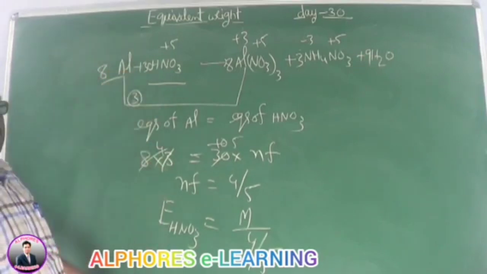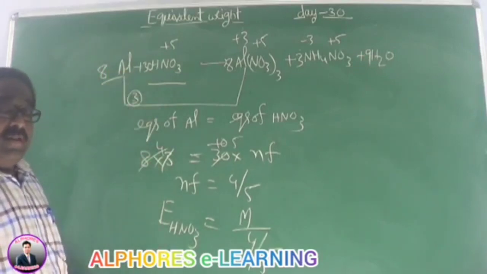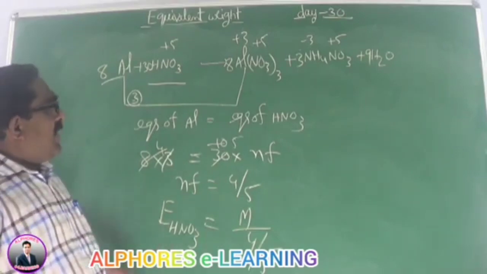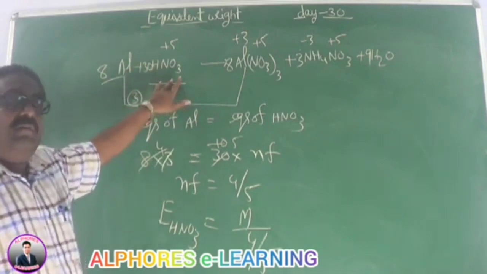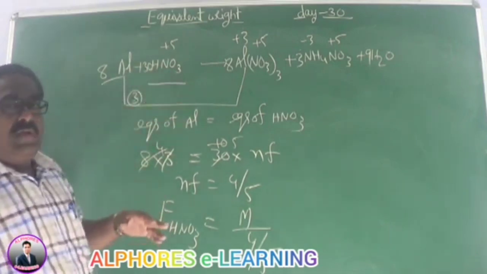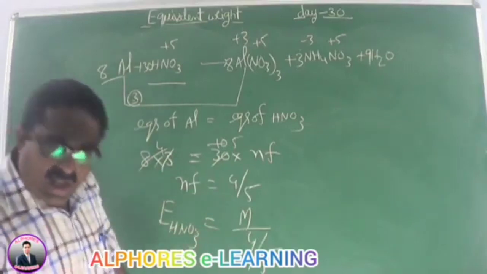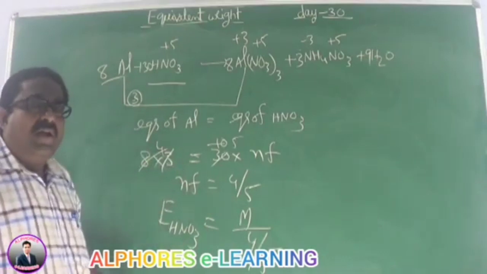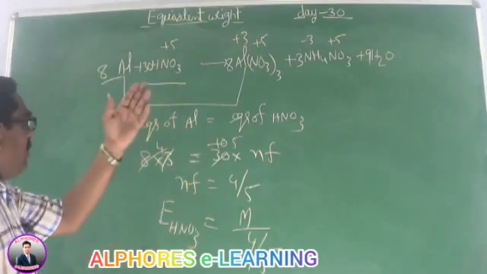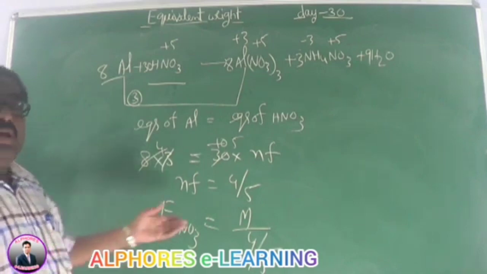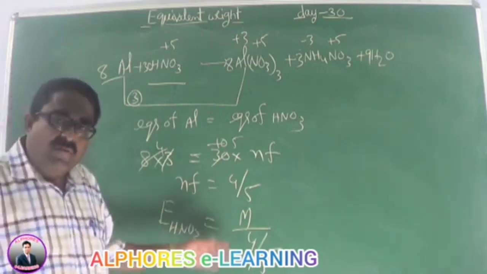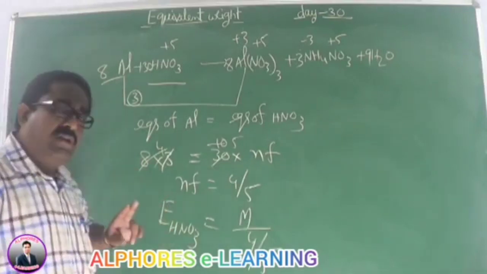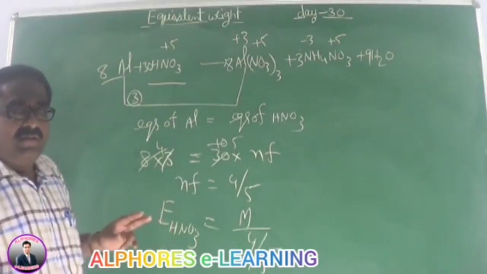So this is based on the application of the principle of gram equivalence, and not only for this type of reaction. You can also use it for normal simple redox reactions. You can apply the same concept in a shorter interval of time and you will get the N factor. Once you get the N factor, immediately you can calculate the equivalent masses of any reactant involved in that particular reaction.